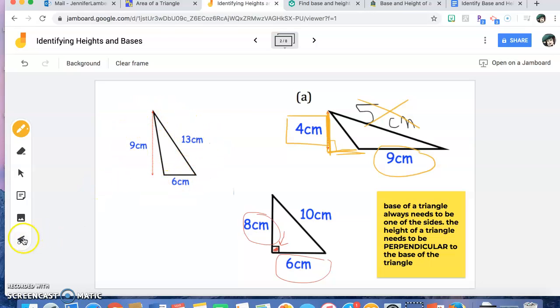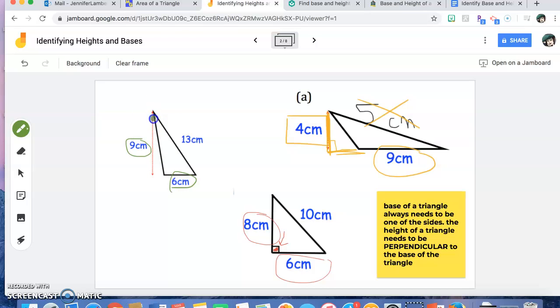So I have a triangle here. I want you to try and think for a second without me telling you. I'll give you like 10 seconds. Which would be the base and the height? Well, I changed my colors. So I would use 6 centimeters as the base and 9 centimeters as the height.